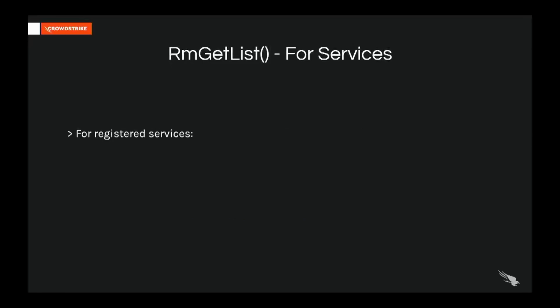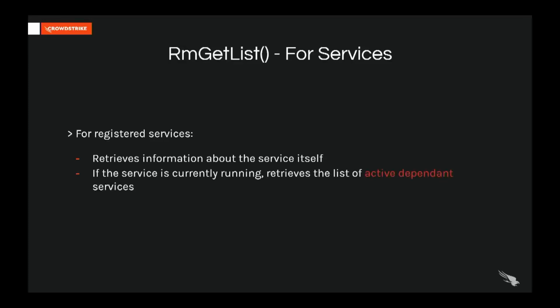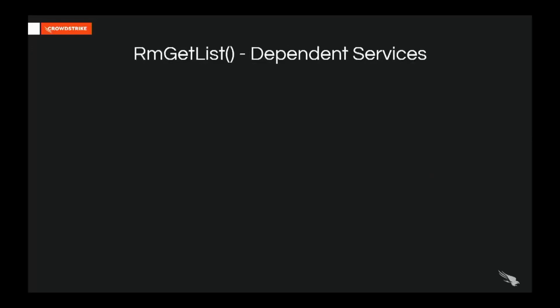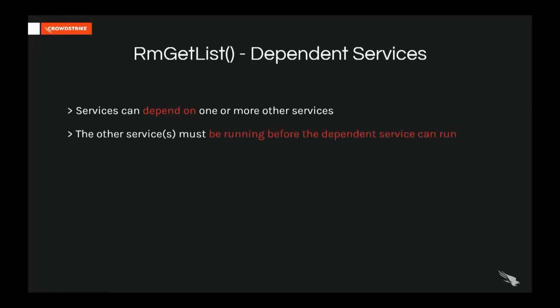For services, it's a bit different. The restart manager will first retrieve the information about the service itself, as a service is obviously using itself, and it will then get the list of active dependent services. Let's do a brief reminder about dependent services. We can say that a service depends on one or more services when it needs those services to be running before the service can start itself. And it is defined with a value in the registry hive of the service.